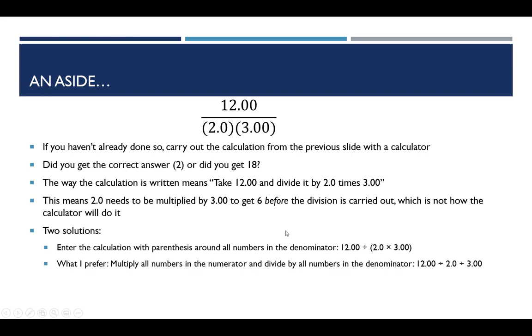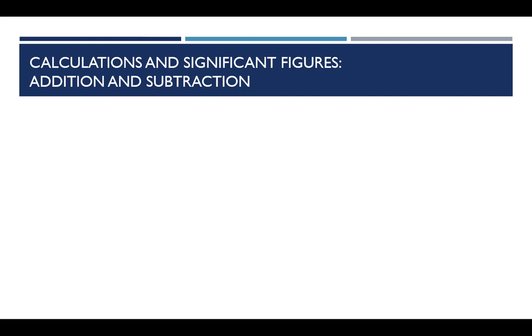The best way to do this is to multiply all numbers in the numerator and then divide by all numbers in the denominator, and that will give you the correct answer. So we would have 12 times anything in the numerator, but there's nothing else in the numerator. So just 12, divide by 2, divide by 3, just like I have it written here. And think about this. 12 divided by 2 is 6. 6 divided by 3 is 2. That is the correct answer.